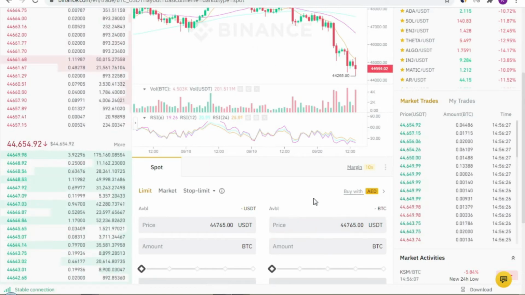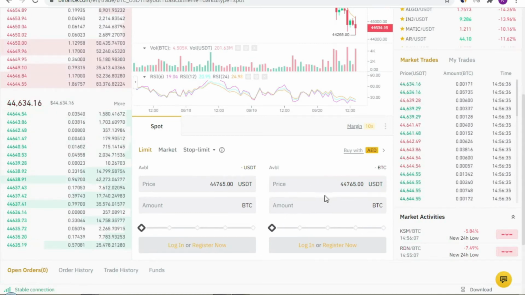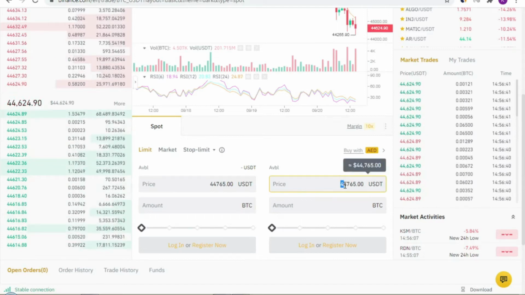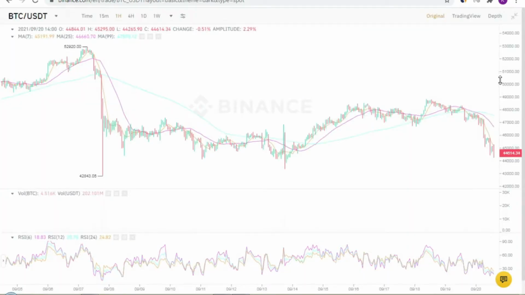For example, if you place a selling order here, because this is where you sell and this is where you buy. So if you place a selling order here at say 50,765 USDT and it reaches 50,000, that will be around here, it will immediately sell. Immediately. It is not like there could be a way that maybe it did not sell. No, it will immediately sell.